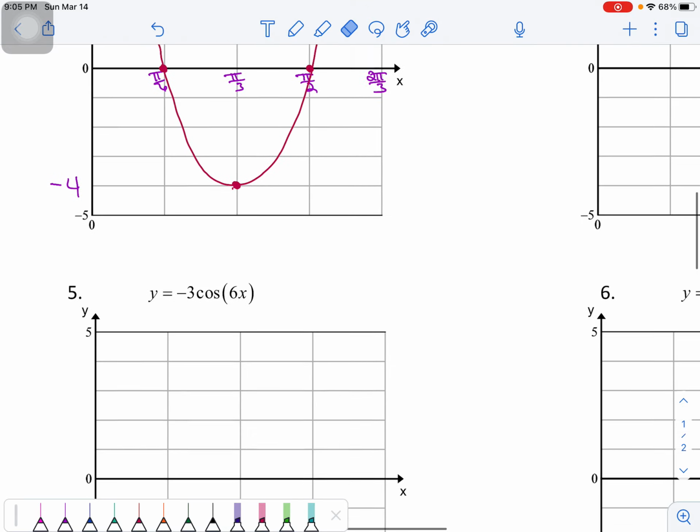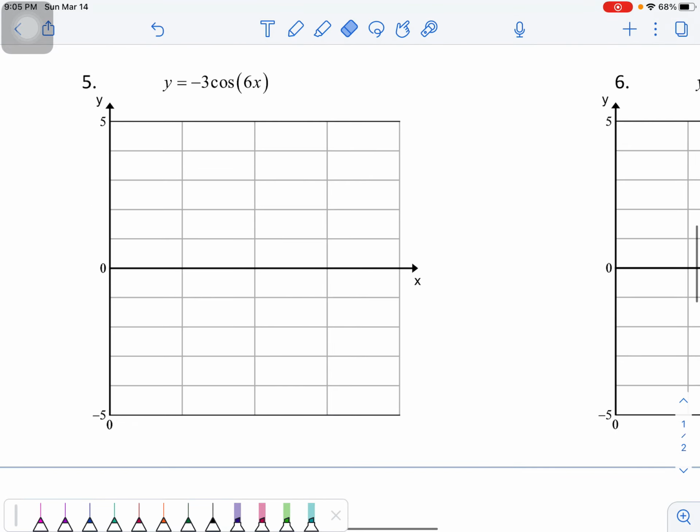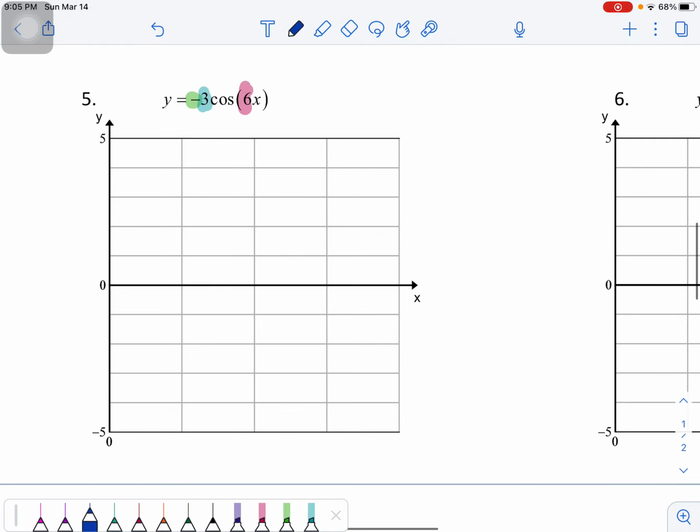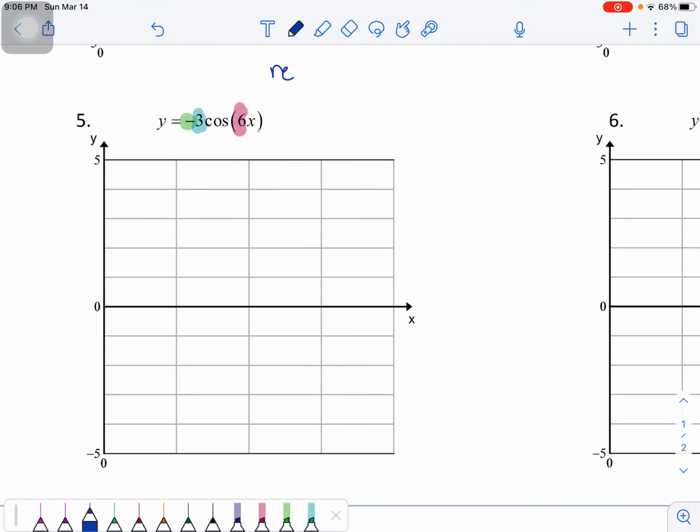All right, sliding down to number 5 here. Let's see what all fun stuff we have going on. Okay, so we've got 3 different things. We've got that negative. We'll need to deal with that 3, and then we have a 6 in front of the x. So if we start with the negative, that's going to be a reflection over the x-axis. The 3 is going to be my amplitude. So amplitude is 3, and period, well, we're going to take 2 pi over 6. If I simplify that, that would be pi over 3. All right, so that's going to be my critical value here at the end, pi over 3.